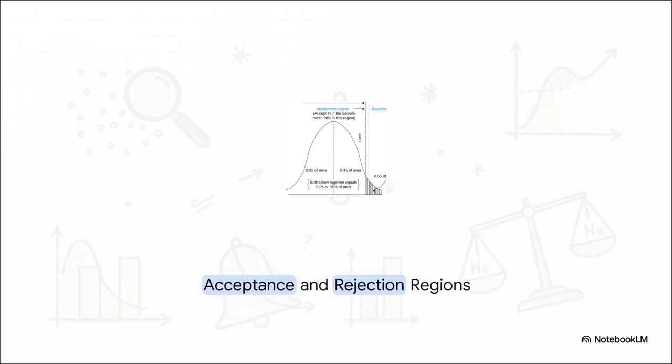If our sample mean lands anywhere in that big middle section, our null hypothesis survives. We accept that our default assumption is likely true. But take a look at those tiny little tails on the far left and right edges, representing just 5% of the total area. Those are the rejection regions.